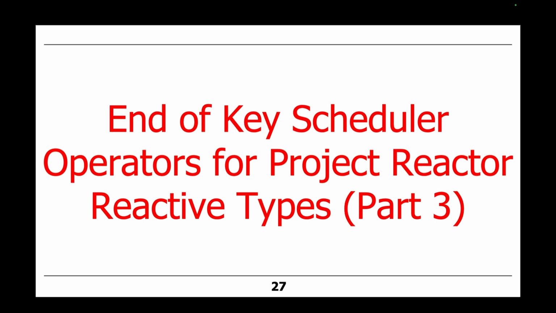So that's the end of this particular discussion about the bounded elastic scheduler that's defined for a range of Project Reactor reactive types. We focused here, of course, primarily on parallel flux usage of this scheduler.